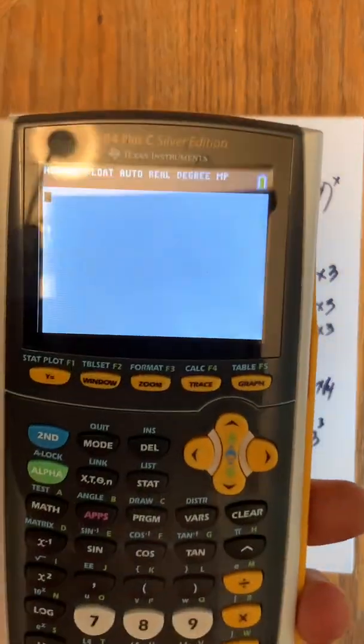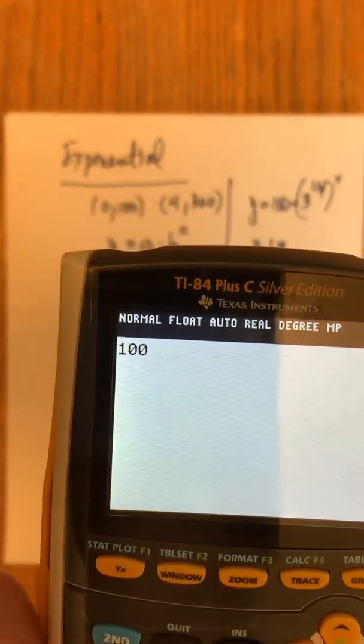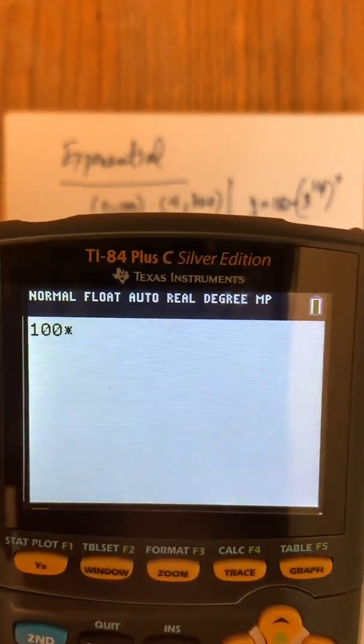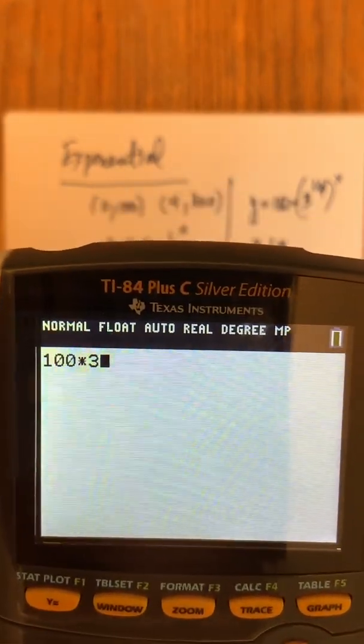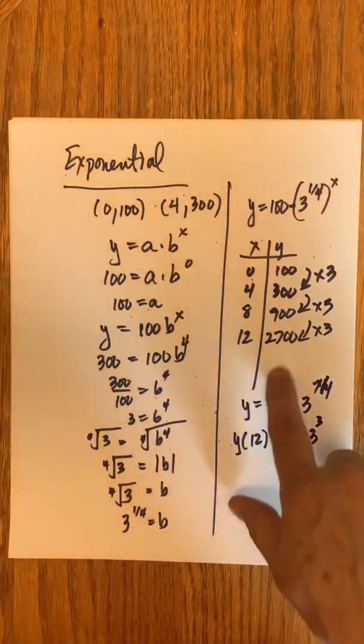So let's go ahead and check that. So we have 100 times 3 raised to the 3rd power. There's your 2,700 right there.